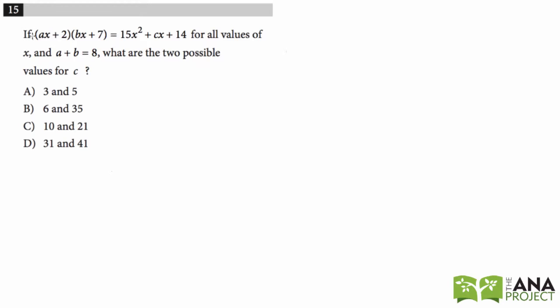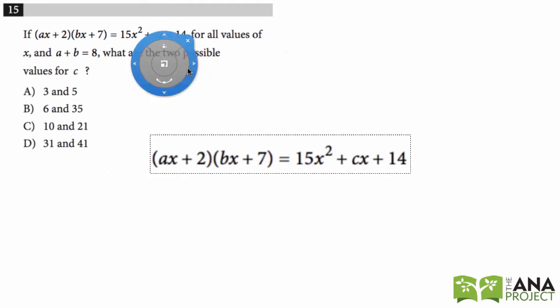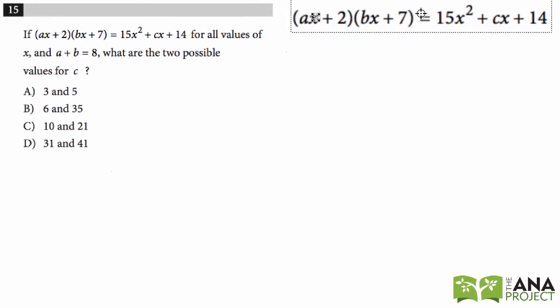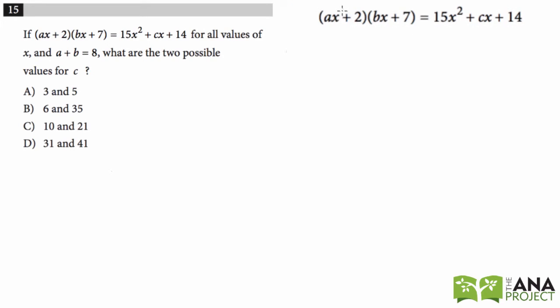If quantity ax plus 2 times quantity bx plus 7 equals 15x squared plus cx plus 14 for all values of x, and a plus b equals 8, what are the two possible values for c? So I'm going to copy this equation. Let's put this over here. All right.